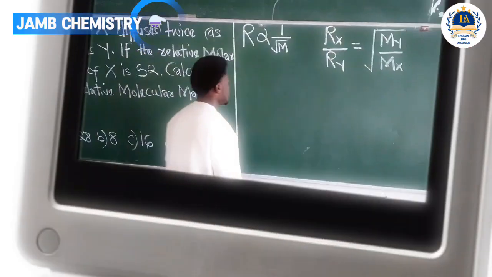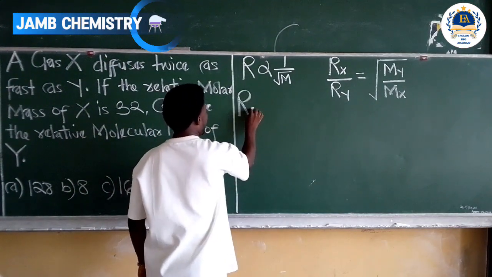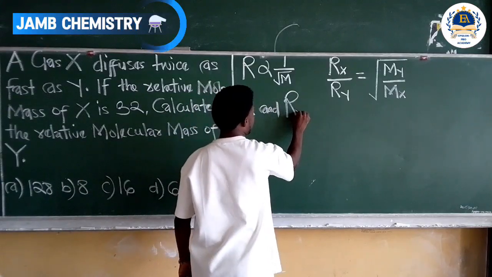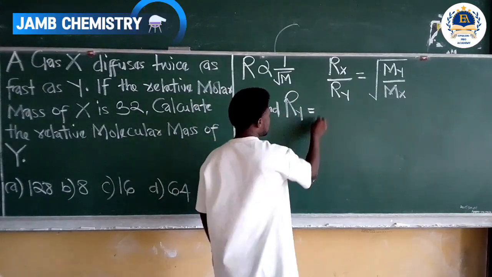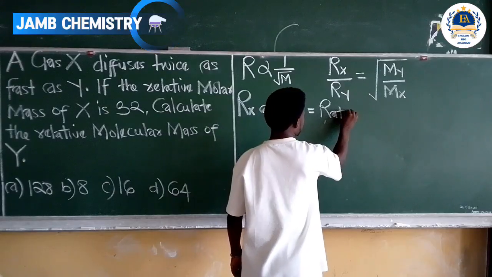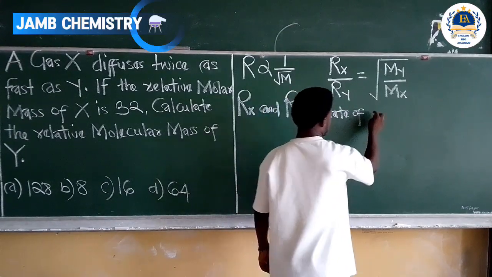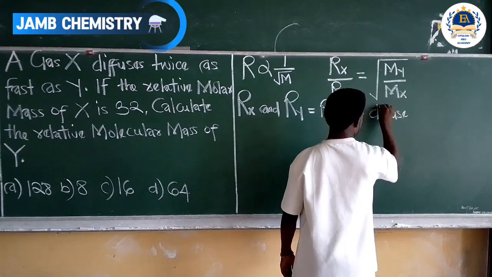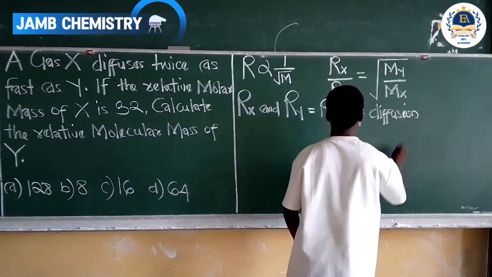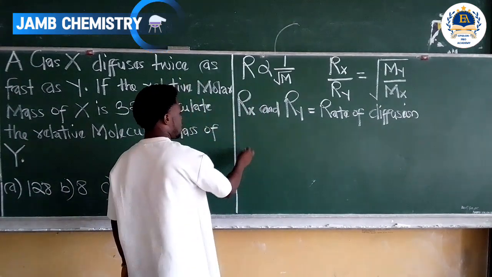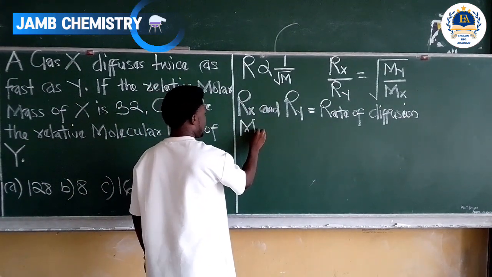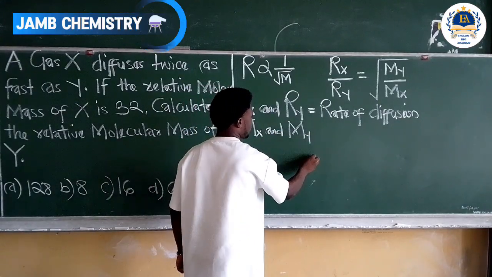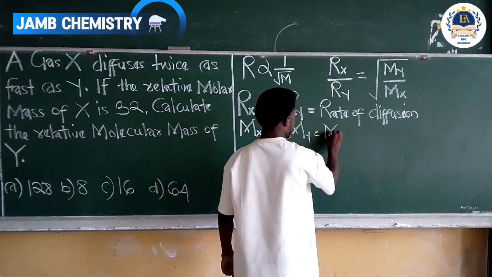Now from the parameters, Rx and Ry are called the rates of diffusion, whereas Mx and My are the molar masses.